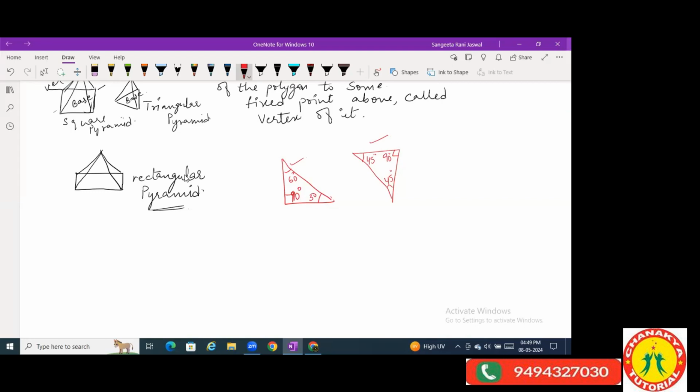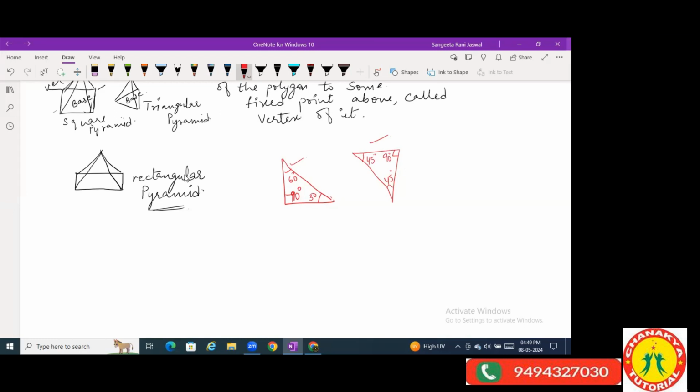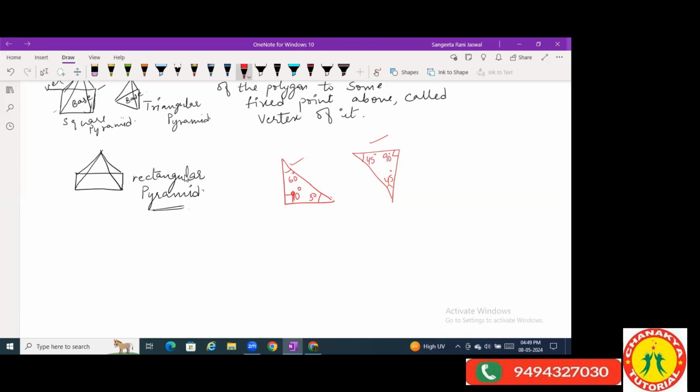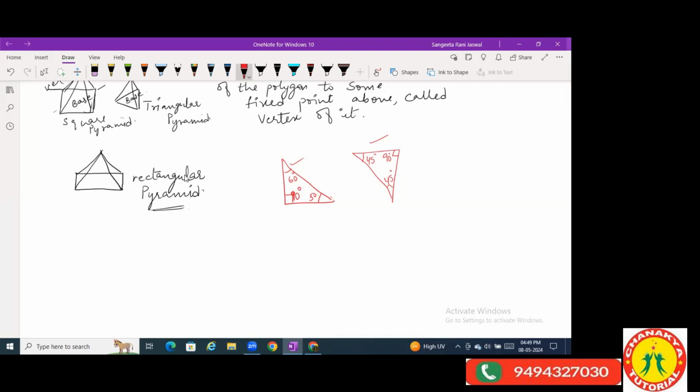Okay, any doubts in this chapter? No, ma'am. Any child, any doubt here? We can move to the next chapter. Let's go to the next one. Okay, let's take up the next chapter, that is integers, right? Let's talk about integers now.